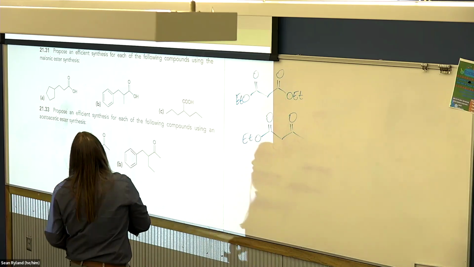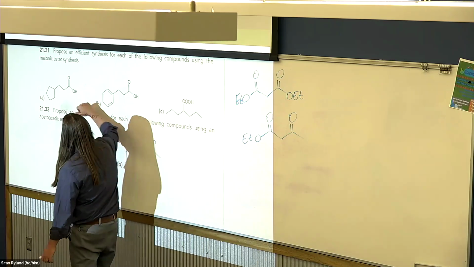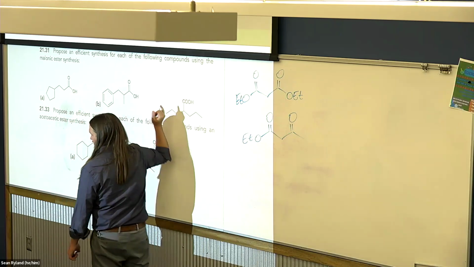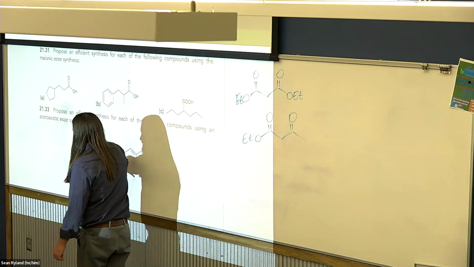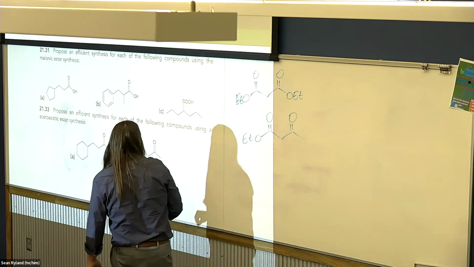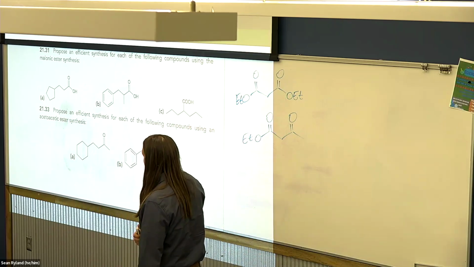The top three, you can use the malonic ester to make because they're ending with an acid group still attached. The bottom three, because they're ending with a ketone attached, you're going to use the acetoacetic ester.